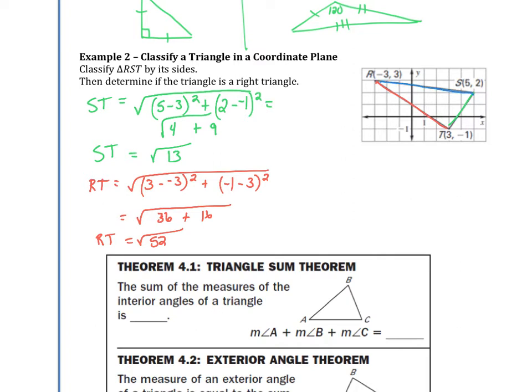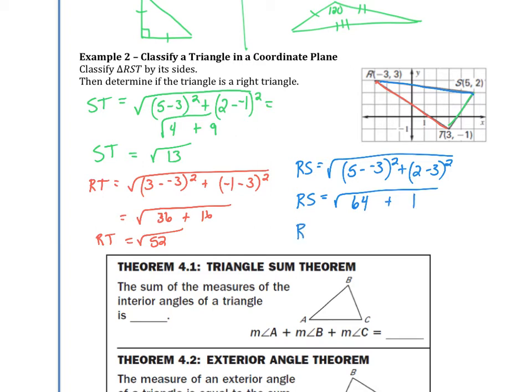And then lastly, find RS. Distance formula, take the x's. So 5 minus negative 3 and square them. Take the y's, 2 minus 3 and square them. So 5 minus negative 3 is 8. 8 squared is 64. 2 minus 3 is negative 1. 1 squared is 1. So 64 plus 1 is 65.